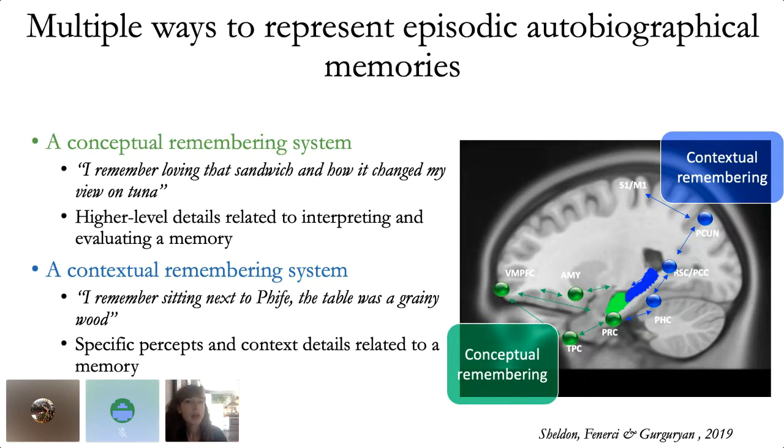In contrast, when contextual or imageable details are recalled from an event, like remembering sitting next to Fife at a table that had grainy wood from that lunch, a system that engages perceptual processing is going to be active. And this is going to include posterior regions like the precuneus, sensory integration regions, and the parahippocampal gyrus. Now, a bias towards one of these systems is going to be reflected in the content that's used to construct event representations by the hippocampus.